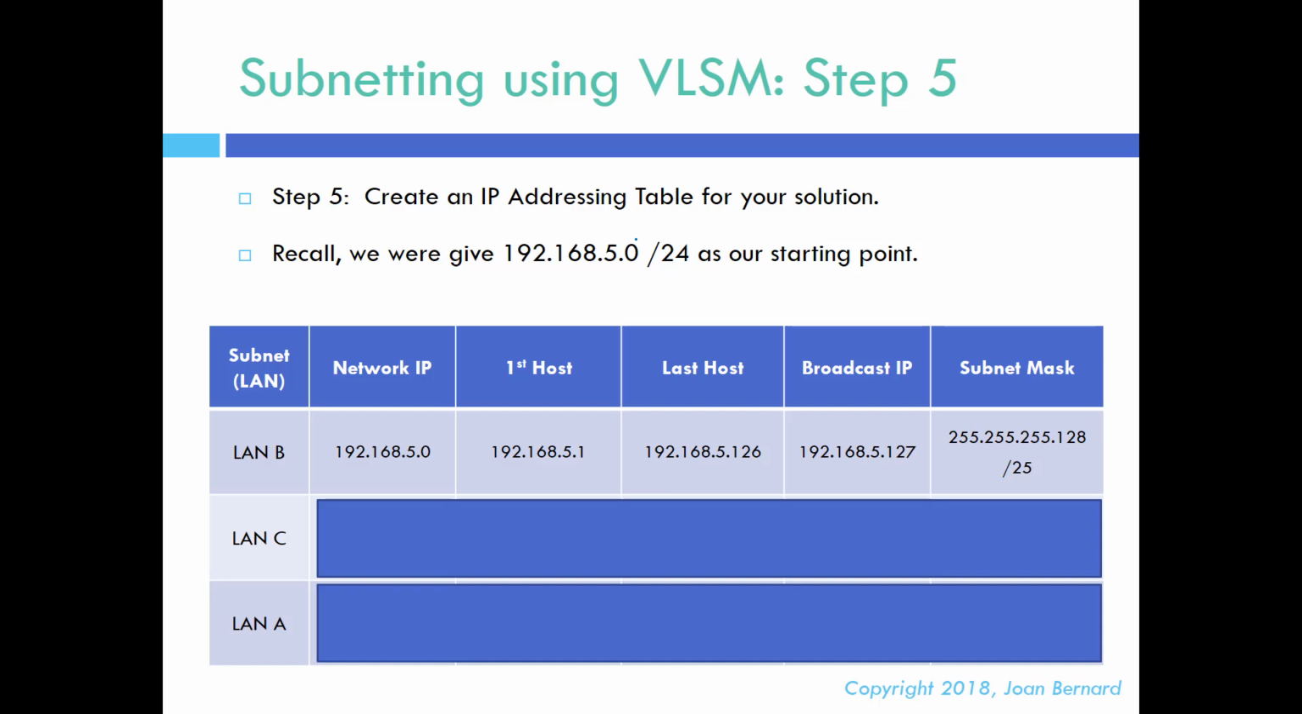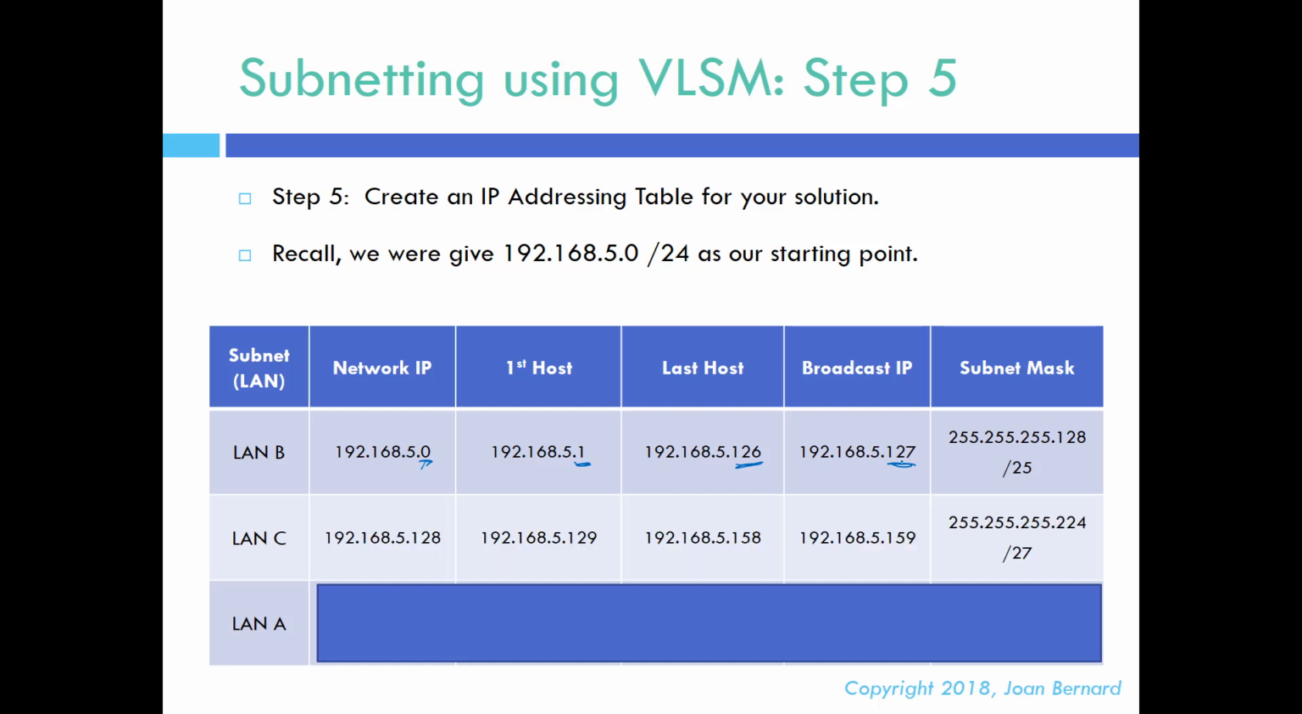So for LAN B, our network IP is .0. Our first host is .1. Our last host is 126. Our broadcast is 127. And of course, our subnet mask, it was a /25 network. All right, we just continue filling out the table then. For LAN C, the network IP was 128. First host 129, last host 158, and broadcast 159. And this is a /27 network.